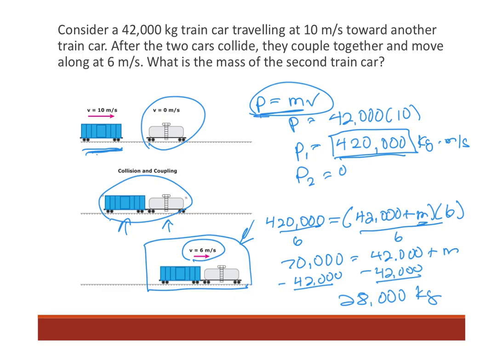So our momentum equation can be used to determine mass or velocity in a collision. If we are able to figure out the starting momentum, we can use the conservation of momentum as the principle for figuring out that missing variable.